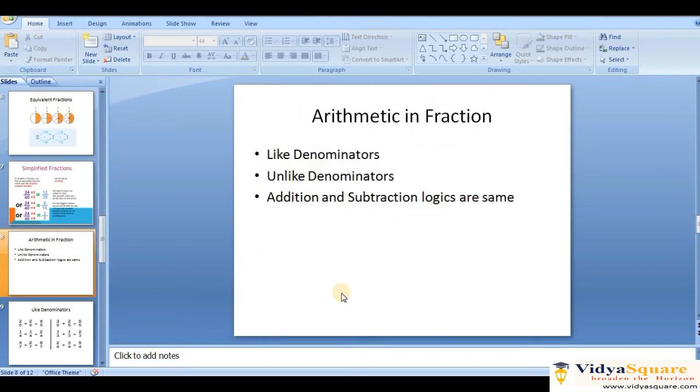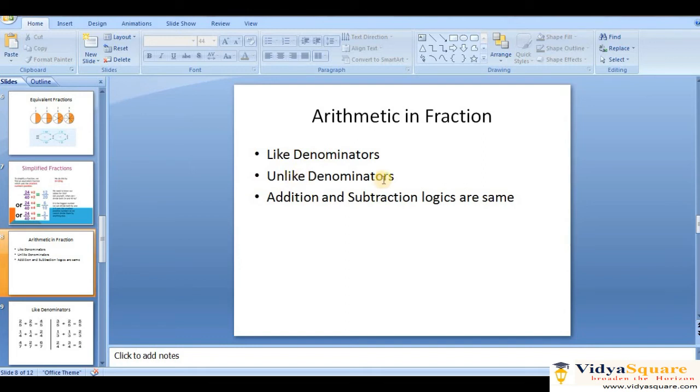Okay, next we'll switch to arithmetic in fractions. When we say arithmetic, it involves the 4 basic operations: addition, subtraction, multiplication and division. So how are we going to add two fractions and perform these arithmetic operations on these fractions? For that we have two scenarios. One is like denominators and the other one is unlike denominators.